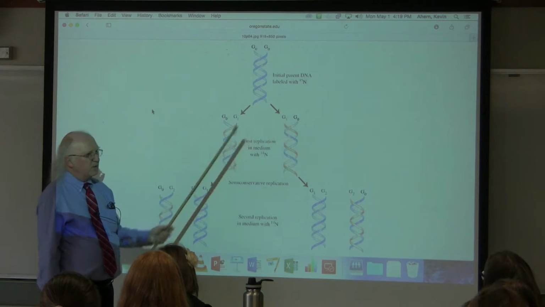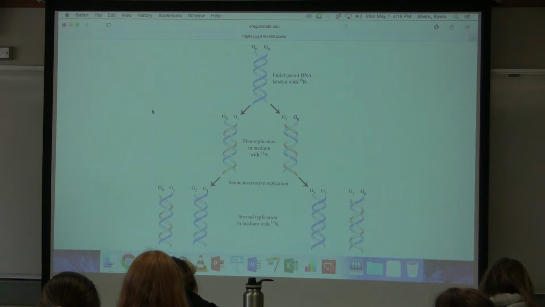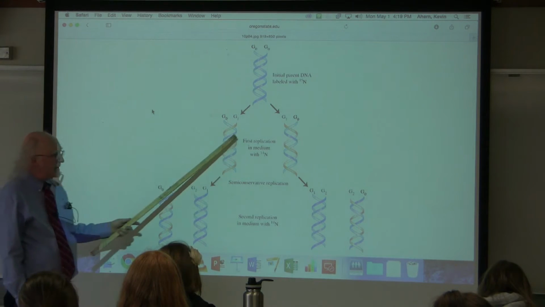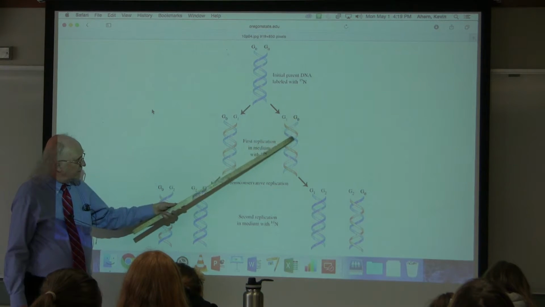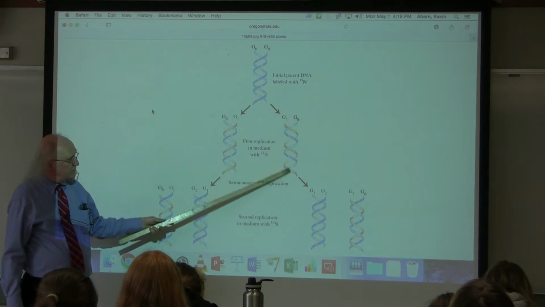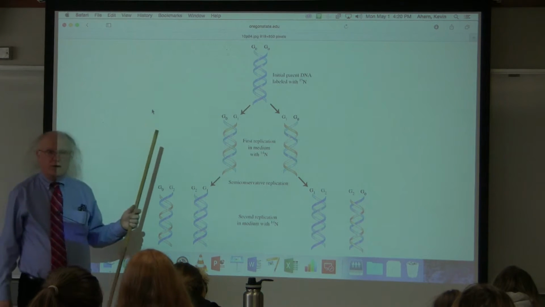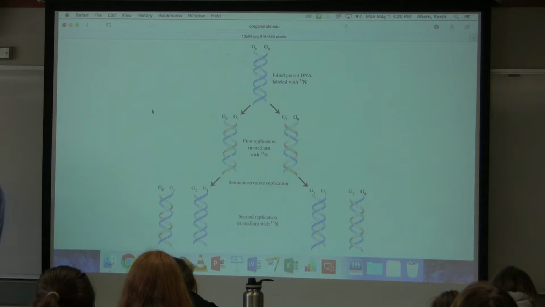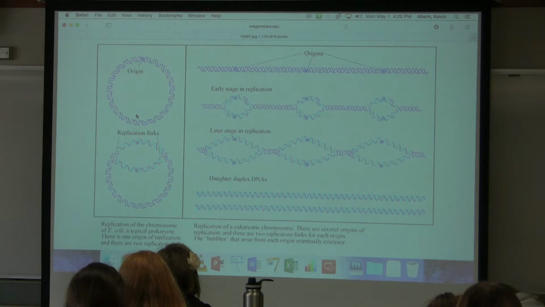But suffice it to say, when they did the experiment, what they discovered was this method, which is called the semi-conservative method of replication, was in fact what cells used. It meant that the parental strand ends up being in one of the duplexes along with a new strand that goes with it. And similarly, on the other duplex, one old strand and one new strand. That meant that the new strand was being made directly from each of the old strands. Okay? So the semi-conservative model of replication is the replication mechanism that all cells use.